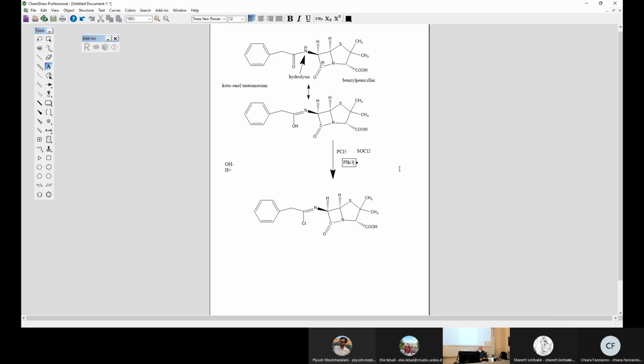But what we want is to activate this OH as a halogen. This means that we increase the positive charge on the carbon atom, because you see you have a halogen. Halogen is more electronegative than a carbon atom. And so we increase the positive charge on this carbon atom.